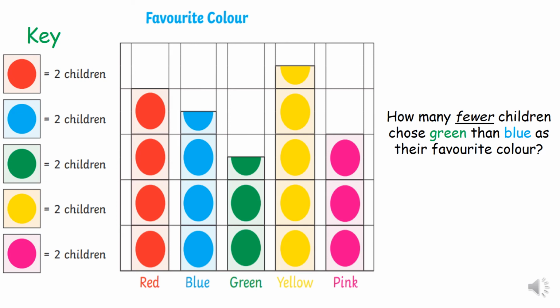How many fewer children chose green than blue as their favourite colour? This means we need to look at the number of children that chose green and the number of children that chose blue to help us work this out. Fewer means less, so we need to know how many fewer children chose green. 7 children chose blue and 5 children chose green. So our number sentence is 7 take away 5. Again, we're working out the difference. What is 7 take away 5? It's 2. That means 2 fewer children chose green than blue.